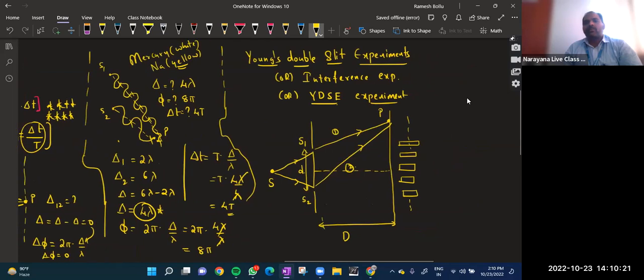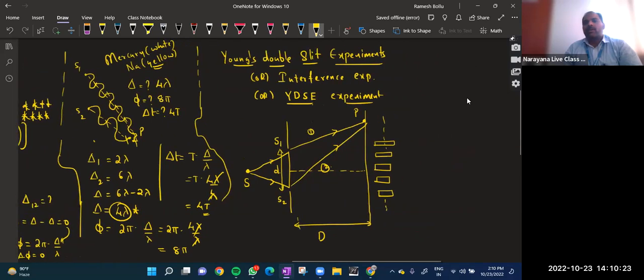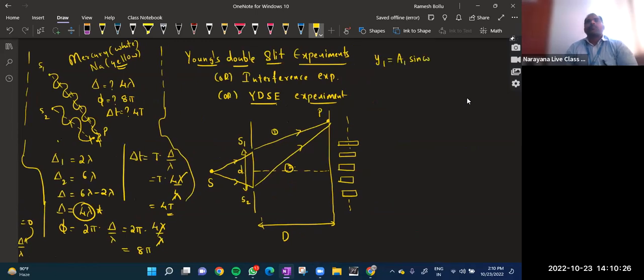Y1 equal to A1 into sine omega t. Every light wave is given by this equation. A1 is called the amplitude of that light wave. Omega is nothing but what here? Angular frequency of that light wave. And what can the second wave be given as? Y2 is equal to A2 into sine of omega t plus pi.